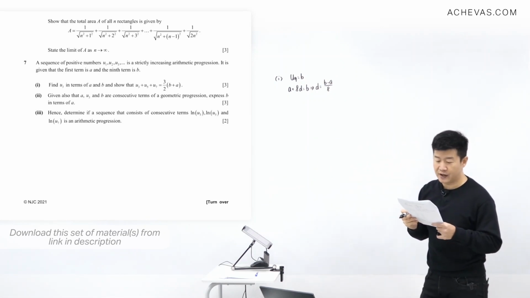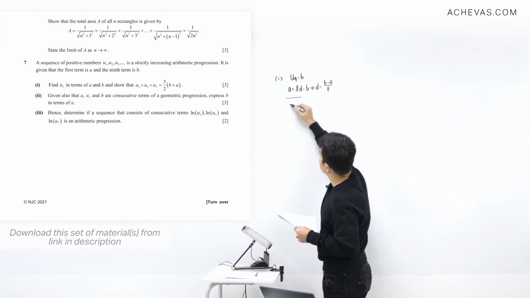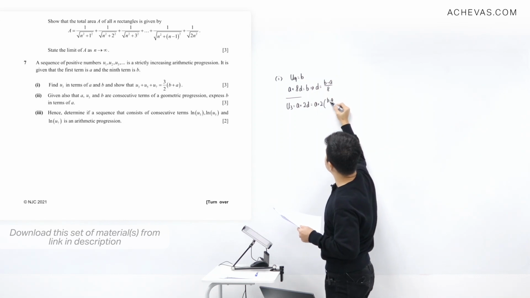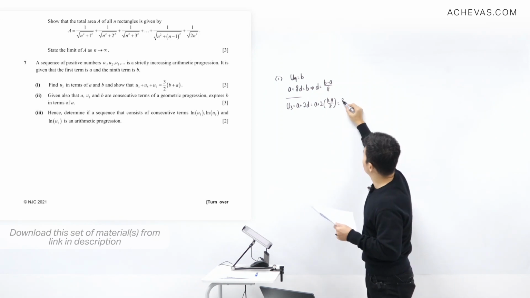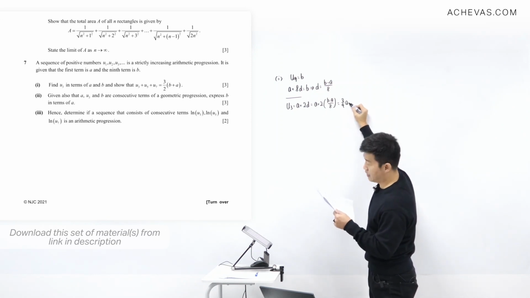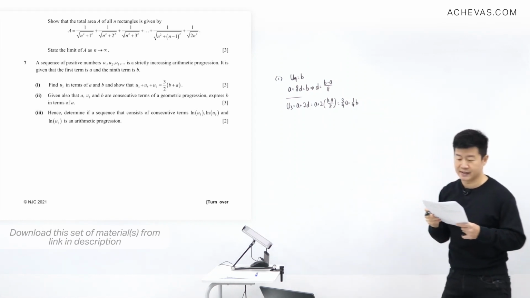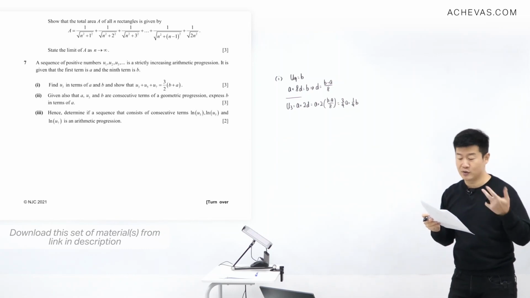So I'm going to try to find u3 in terms of a and b. u3 is going to be equal to a plus 3 minus 1, which is 2 times d, which is going to be a plus 2 times (b minus a) over 8. So u3 is going to be equal to 3 over 4 a plus 1 over 4 b. u3 is this. And we're supposed to find what is u3 plus u5 plus u7.